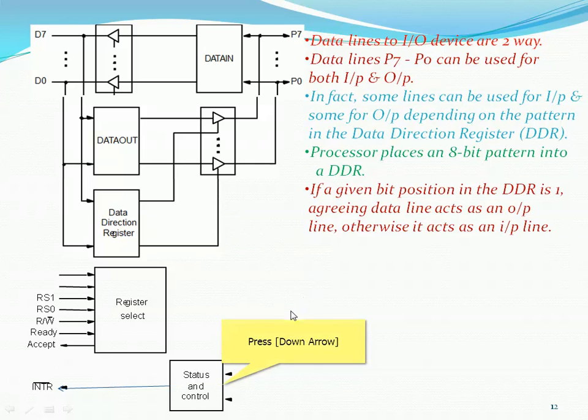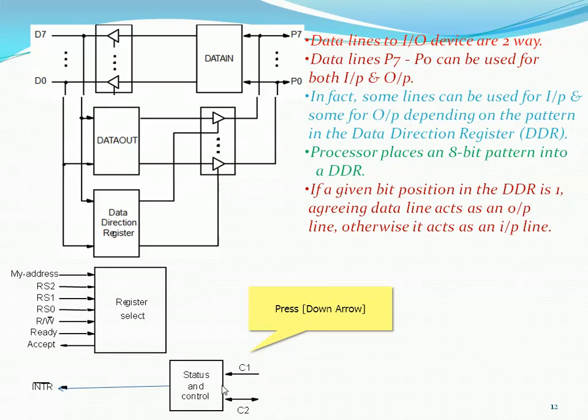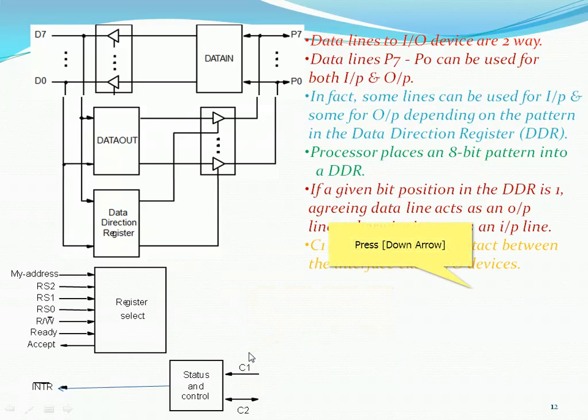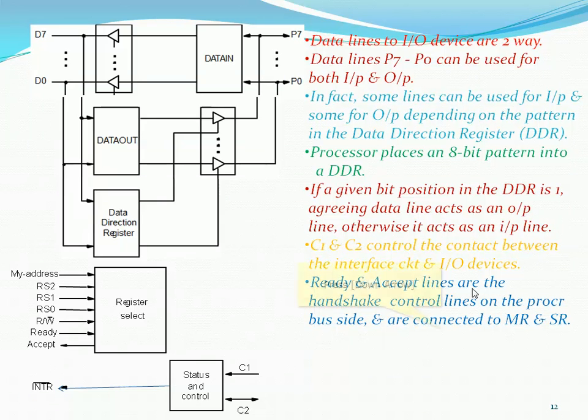In order to control this status and control, there are condition codes called C1 and C2. These decide that some interrupt mechanism will be exercised during the operations in order to stop the operations temporarily. If you want to stop, control signals will be generated. C1 and C2 control the contact between the interface circuit and IO devices. Ready and accept lines are the handshake control signals.